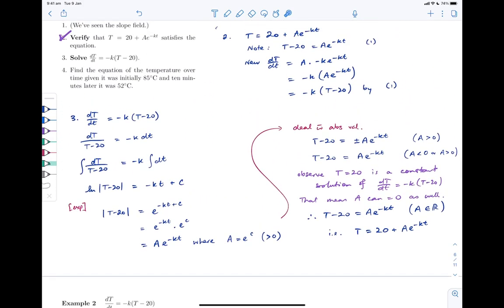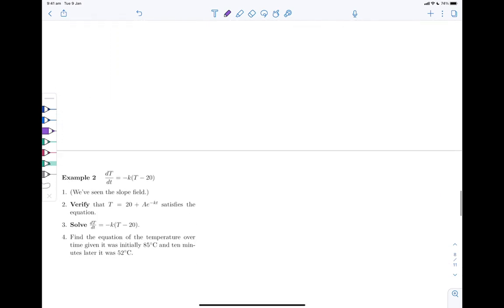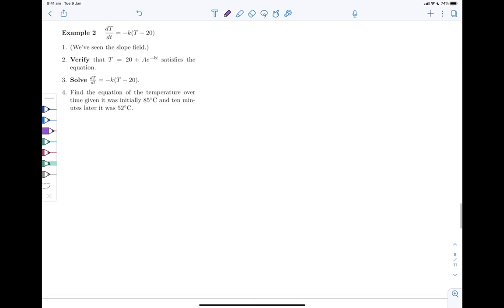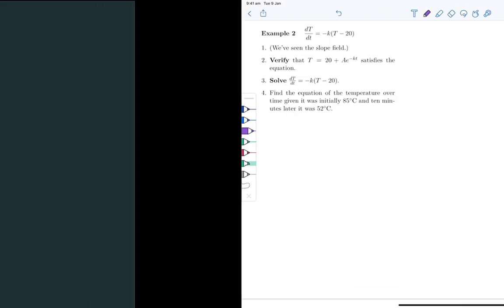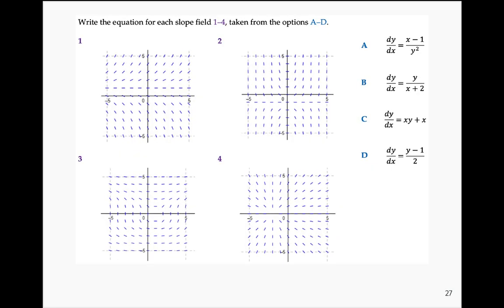Okay, so we've done this, and I don't even need that page, and that comes a bit later. Now we get into slope field matchup. It's a really important skill in this, and it's not going to take long to cover. I've got some slope fields here. We need to match 4 slope fields to 4 differential equations. You're welcome to pause and give it a crack. I'm going to march on.